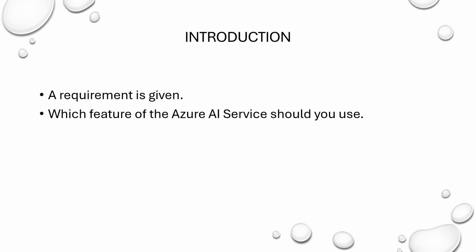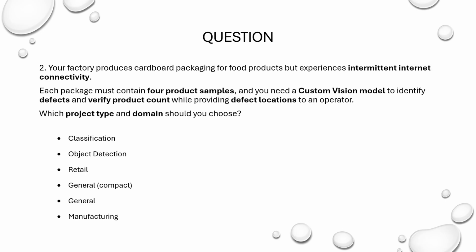Now the format of the question is, a requirement is given and you have to choose which feature of the Azure AI service you should use. Now to the question. Your factory produces cardboard packaging for food products but experiences intermittent internet connectivity. Each package must contain 4 product samples and you need a custom vision model to identify defects and verify product count while providing defect locations to an operator. Which project type and domain should you choose? Now the options are classification, object detection, retail, general compact, general, manufacturing.